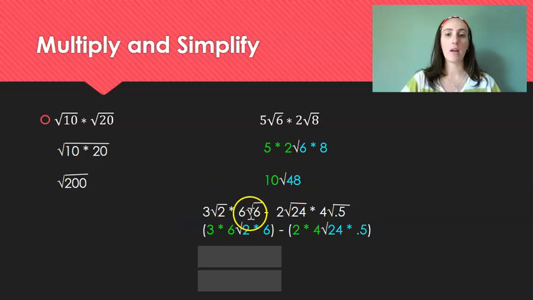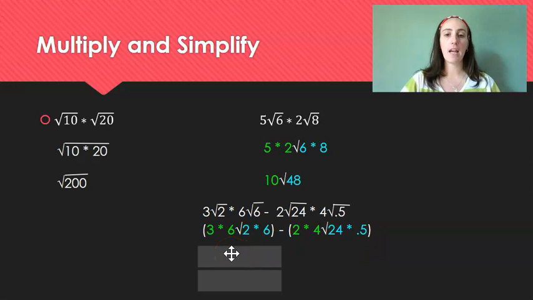So I kept this multiplication problem together, and then because this is subtraction, I've kept this multiplication problem together here. So it becomes 3 times 6, my two outside numbers, then my radical symbol, and 2 and 6, my two inside numbers. I did the same thing on this side: my two outside numbers, 2 times 4, and then my two inside numbers, 24 and 0.5, which stay inside.